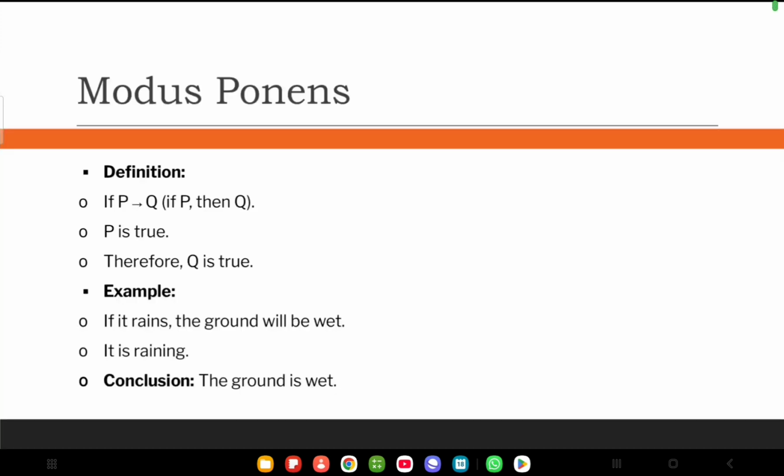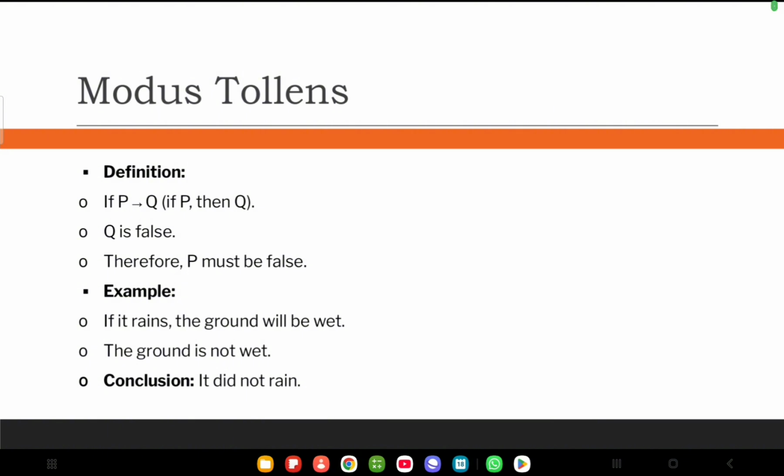Start with modus ponens, which is one of the most straightforward forms of reasoning. It follows a simple structure. If P, then Q, and P is true, so Q must also be true. For example, if it rains, the ground will be wet. Since it's raining, we can logically conclude that the ground is wet. This is a classic case of modus ponens in action.